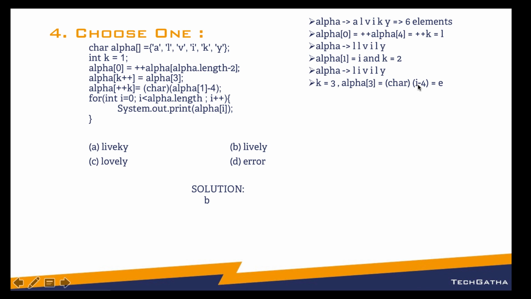I'm typecasting into char because the value of I, that is ASCII value, minus 4, results in integer. You cannot store integer value into a character array. So then you have to typecast into the char, and then this E gets stored at index 3. So 0, 1, 2, 3, this I is replaced by E, and the new array that we get is lively, and it prints lively in one line because we don't have ln.